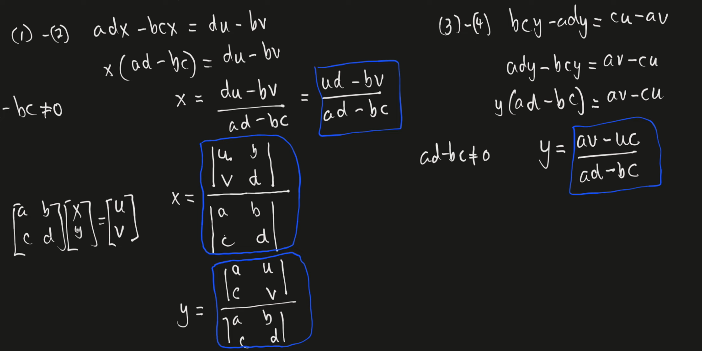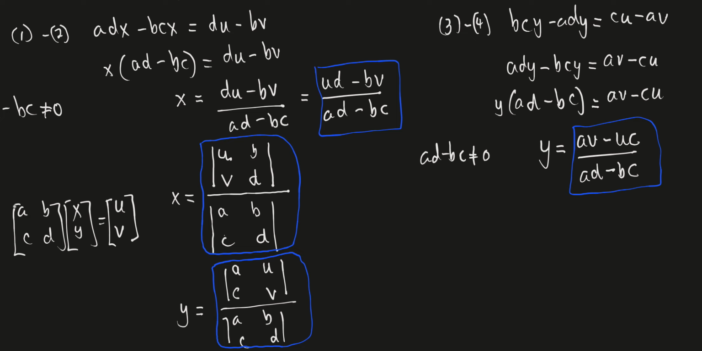And similarly, look at the numerator for y. It looks like we took the y column, the coefficients of y, and we replaced it again with our constant column UV, and we didn't change the AC. And Cramer realized this, and he realized that it's not just true for a 2 by 2 system, but in fact it's true for any n by n system.